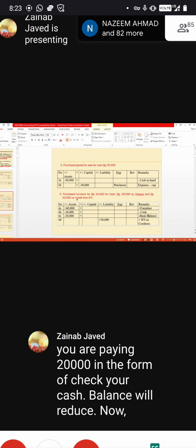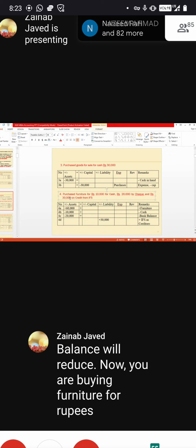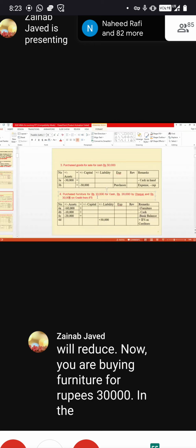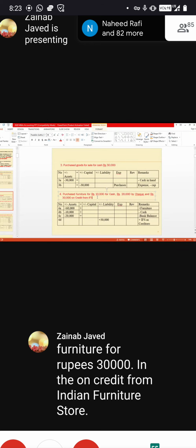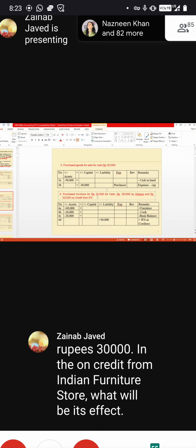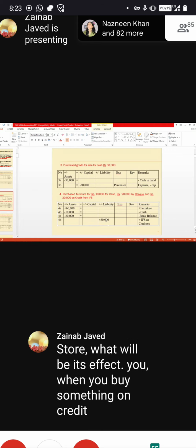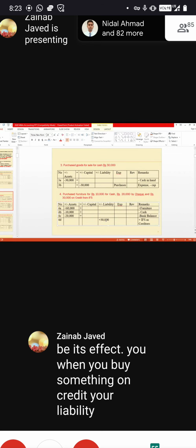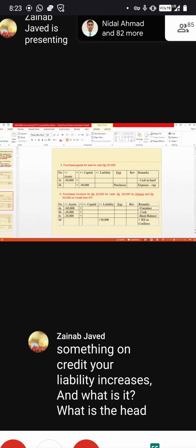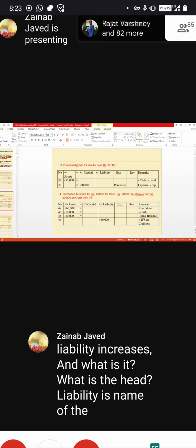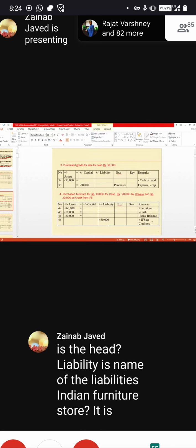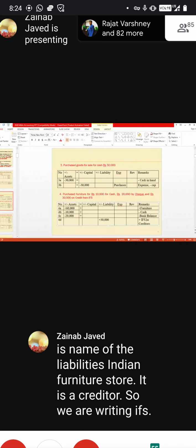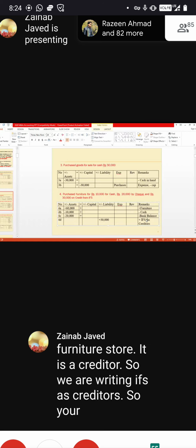Now you are buying furniture for rupees 30,000 on credit from Indian Furniture Store. What will be its effect? When you buy something on credit, your liability increases. And what is the head? Name of the liability is Indian Furniture Store. It is a creditor. So we are writing IFS as creditors. So your liability is increasing.